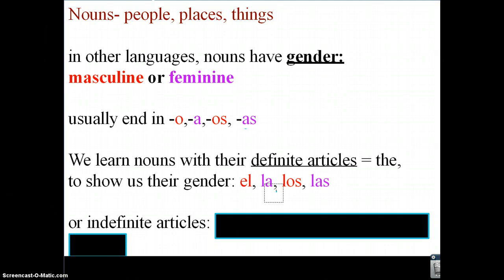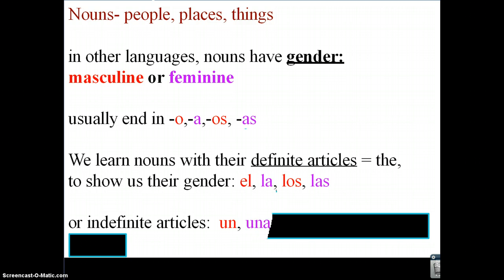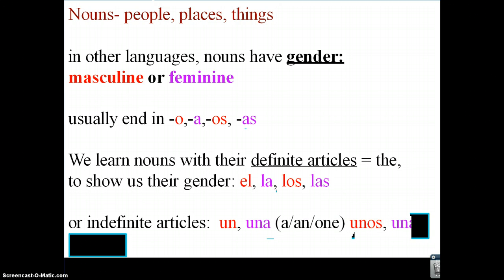Or sometimes when we first learn a noun, we learn it with its indefinite article. Un and una mean a and or one. Unos and unas mean some. Un and unos are masculine. Una and unas are feminine.